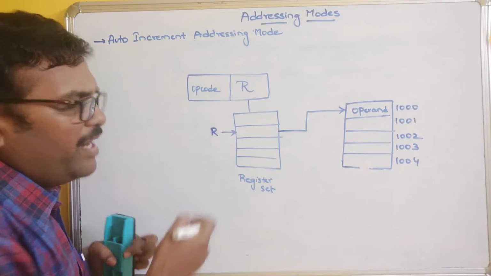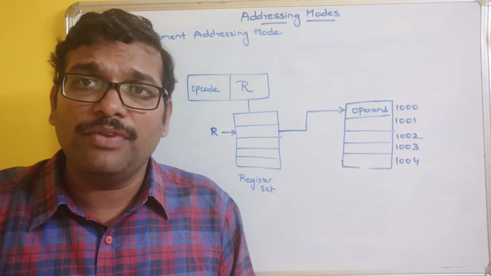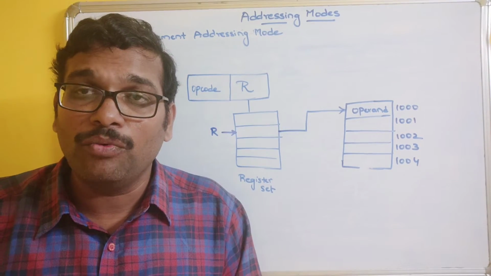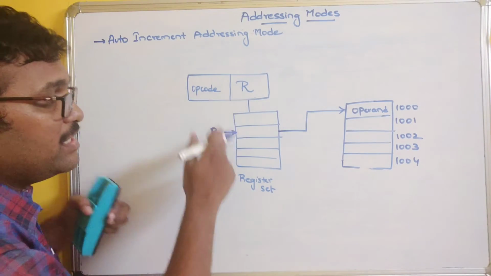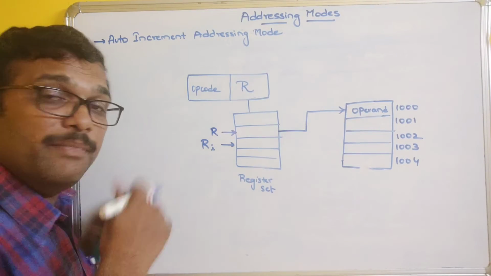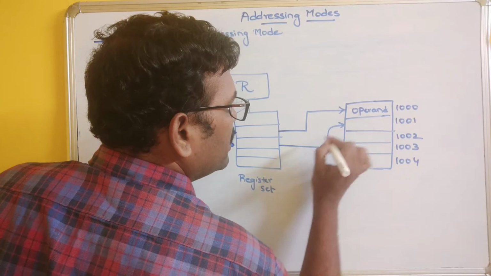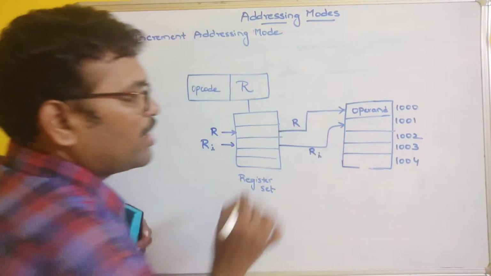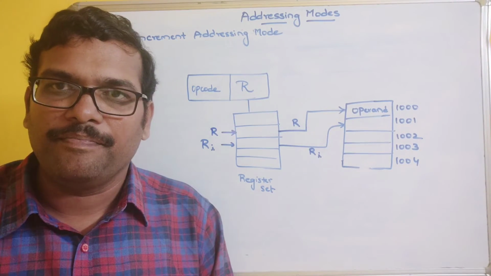Now, we know that already the address of the next instruction will be stored in the program counter. So once it was fetched from the program counter, immediately the program counter will be incremented. So similarly here the register will be incremented towards here. So I represent it as Ri. Ri means after increment. So obviously this will be pointing towards somewhere else. So this is Ri and this is R. So that means automatically it will be incremented towards the operand.